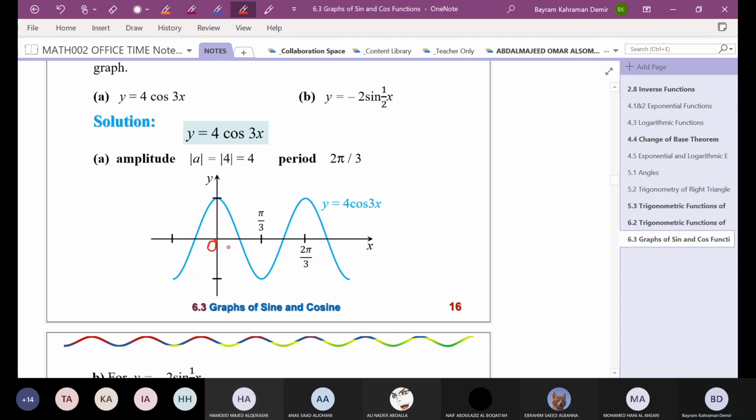So 4 of them equal 2 pi over 3. How much is one of them only? We divide by 4. Yes. Divide the period by 4. It will give you pi over 6, everybody. Exactly. So now you can find this important point here. This is pi over 6, everybody.